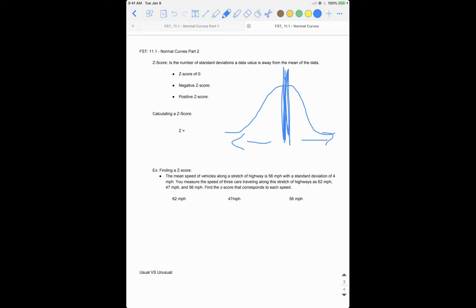So yeah, bell-shaped curve, very important stuff. If you plan on taking AP Stats, very important. If you go the pre-calc route, you'll use it some too. And it's just a good idea for recognizing and looking at data.